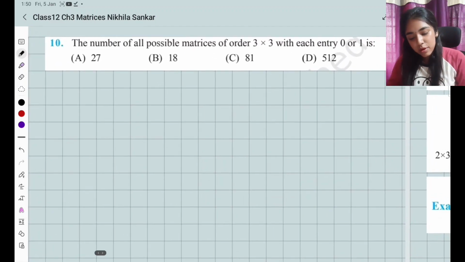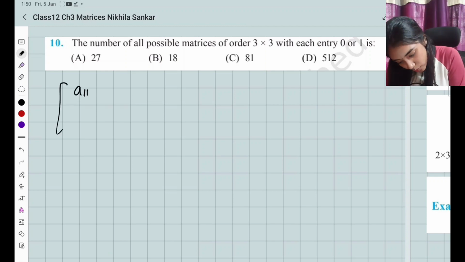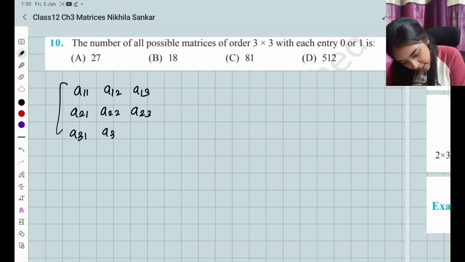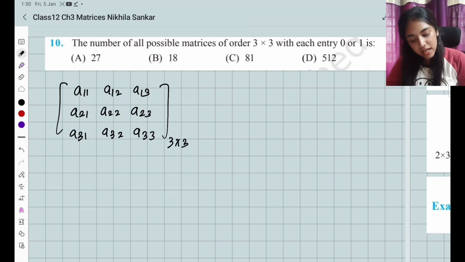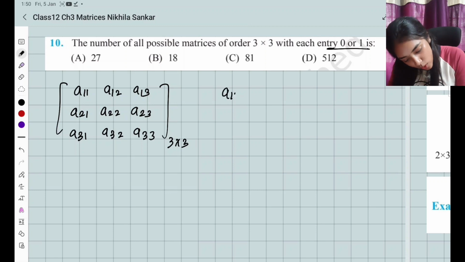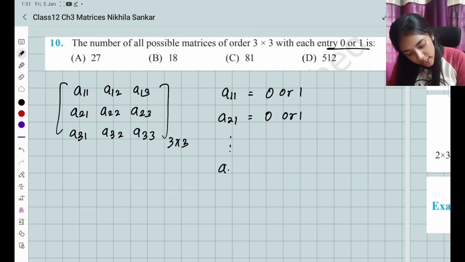Question number 10. The number of all possible matrices of order 3 by 3 with entry 0 or 1. Okay. So, matrix is A11, A12, A13, A21, A22, A23, A31, A32, A33. So, this is going to be your 3 by 3 matrix. Ipo enna kekna, the number of all possible matrices with each entry 0 or 1. Ipo A11 can take the value 0 or 1. Adhe mari A21 can take the value 0 or 1. So, indha mari and so on until A33. A33 also can take the value 0 or 1.